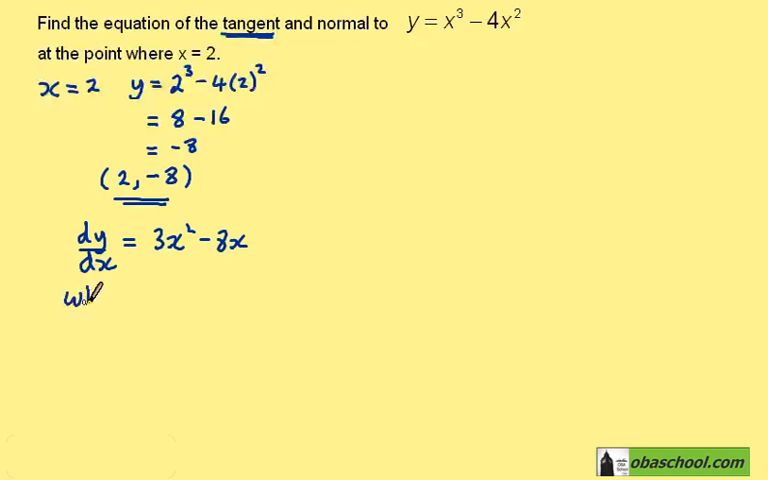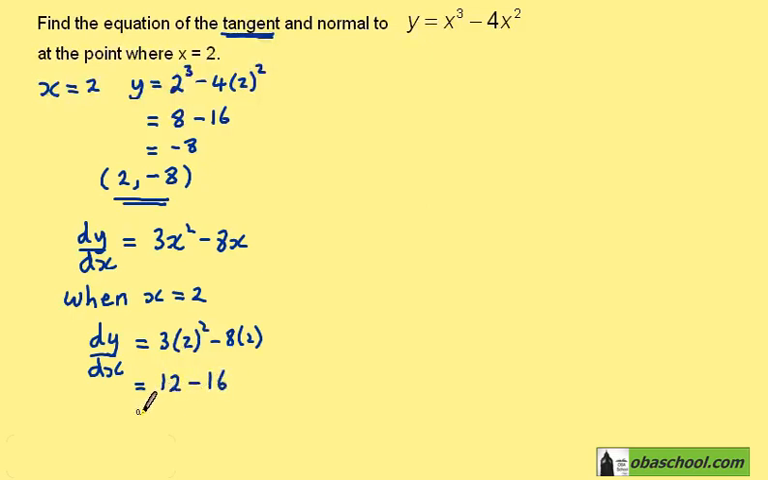We want the gradient at the point where x equals 2. Substituting in, we get dy dx equals 3 times 2 squared, take away 8 times 2, 3 fours are 12, take away 16, which is minus 4. So the gradient of the tangent to the curve at this point is minus 4.